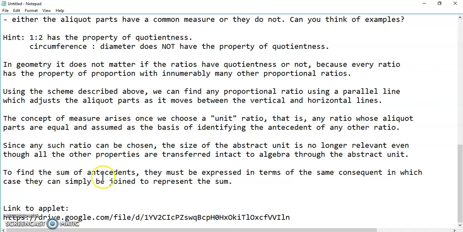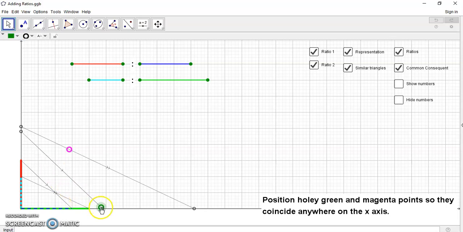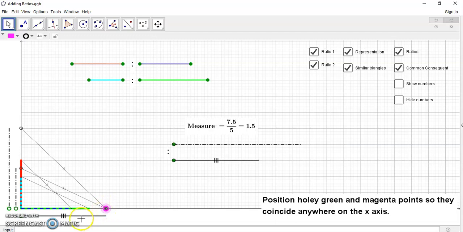So, for example, to find the sum of these antecedents here, so these two antecedents now have different consequents. How do we find their sum? Well, it's very simple. We just have to find a proportional ratio where their consequents are the same, right? We can't just go ahead and place these lines next to each other as a sum, or take this line out of this line to find the difference. We can't do that because the consequents are not the same. So how do we get the same consequent? Well, we find a proportion where their magnitudes, the consequents, are the same.